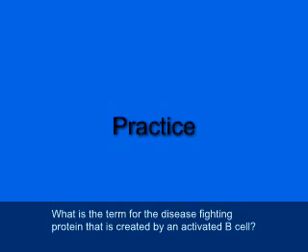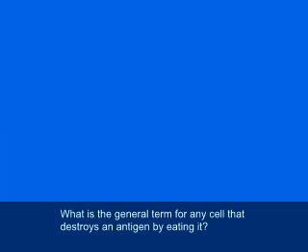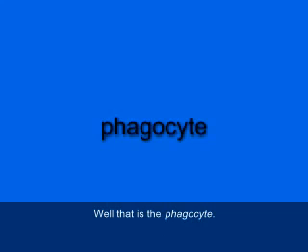Here we go. What is the term for the disease-fighting protein that's created by an activated B cell? Well, that's the antibody. Antibodies are created by the B cells. What is the general term for any cell that destroys an antigen by eating it? Well, that's the phagocyte.